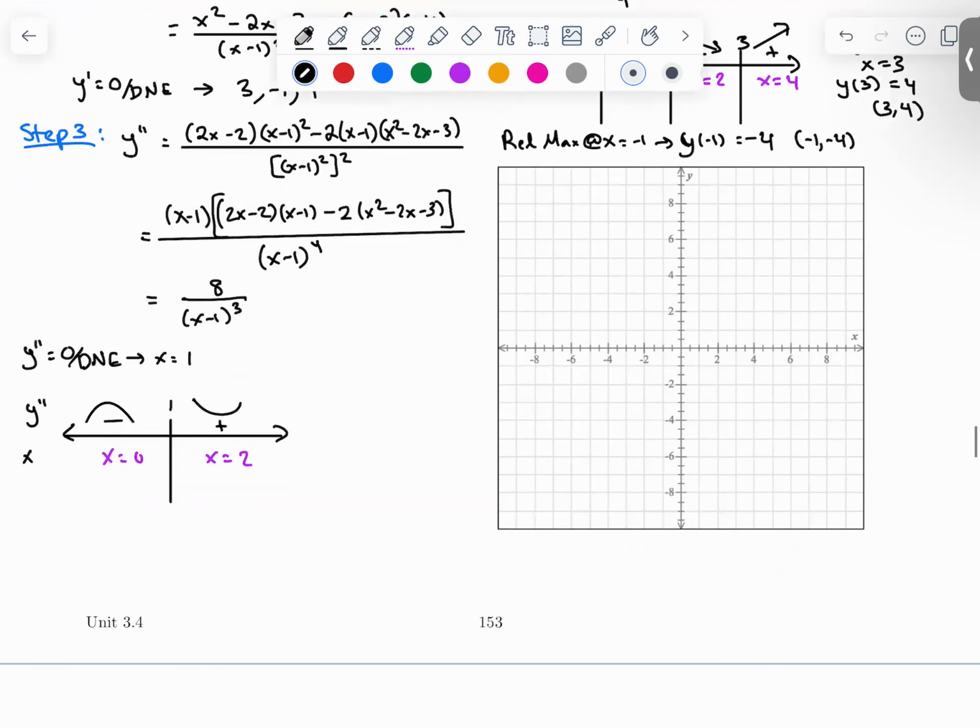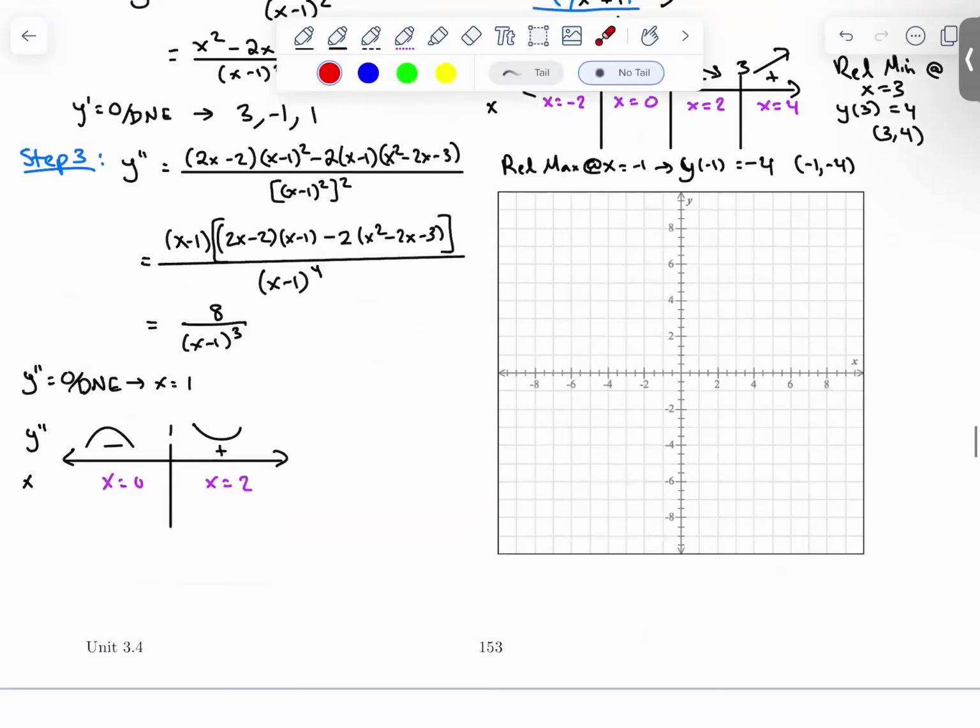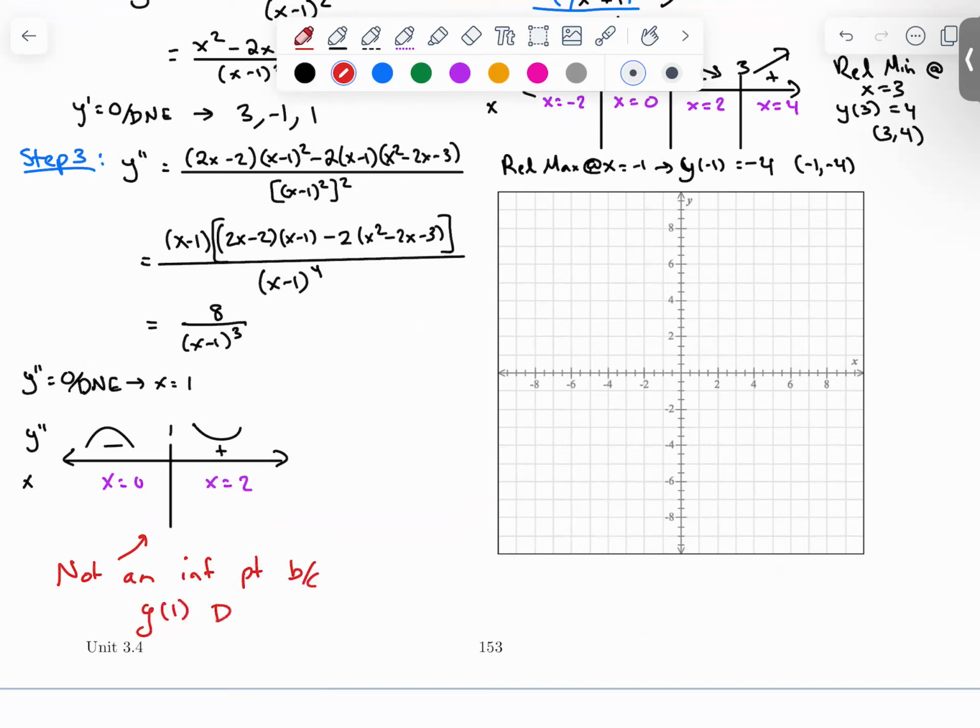And that means that this could be a point of inflection. However, this is not a point of inflection, because g of 1 does not exist. The function does not exist at 1, so that is not a point of inflection, even though concavity changes. So we have everything we need.